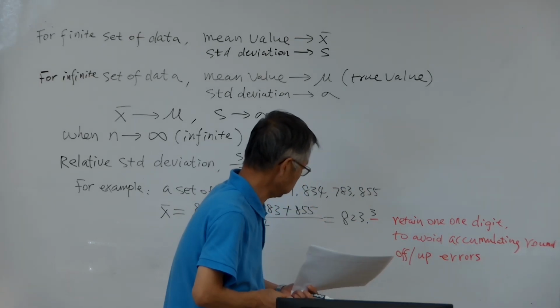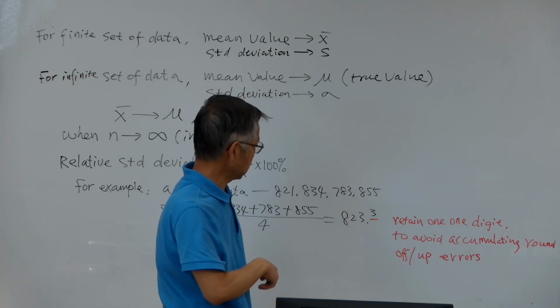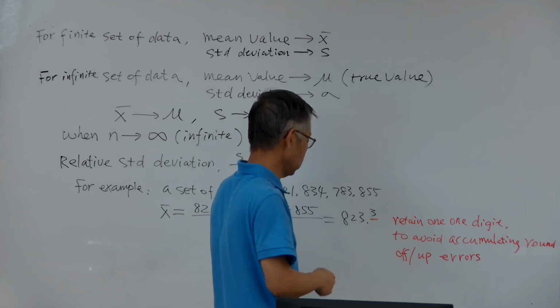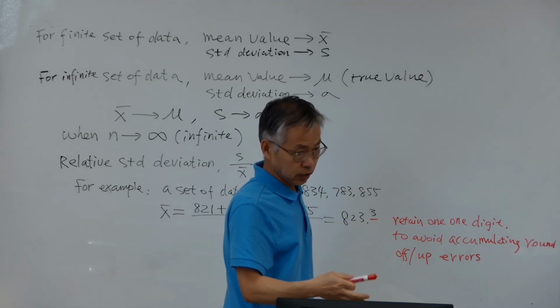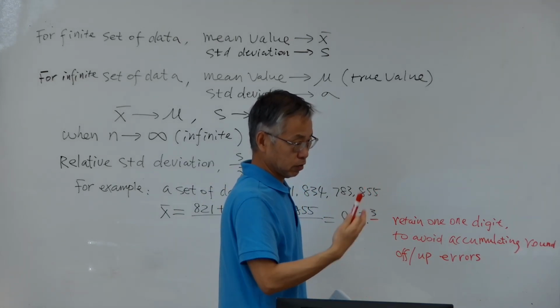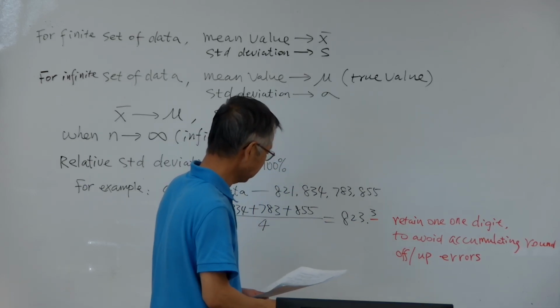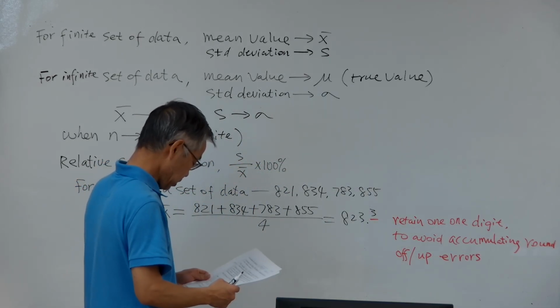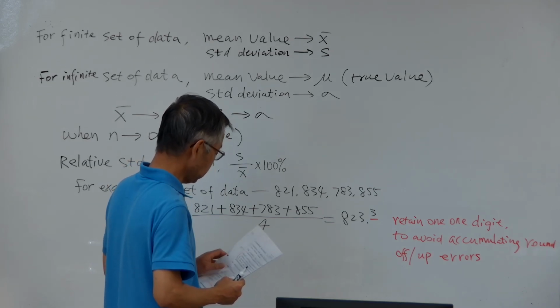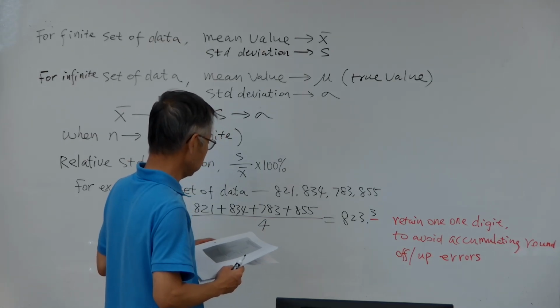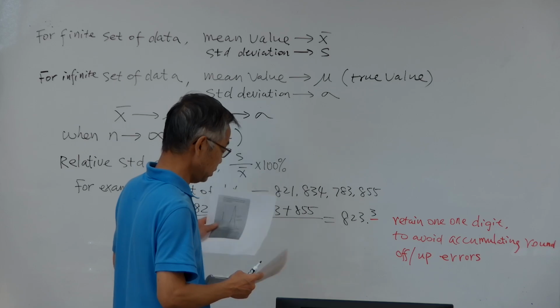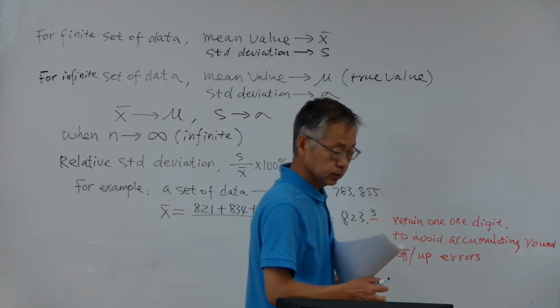Because if you're going to use this for the next step, if you round up or round off, then the second step is rounded up or rounded off, and after several steps it's a big error. So this X bar everybody can understand. Next is about how to calculate the standard deviation S.